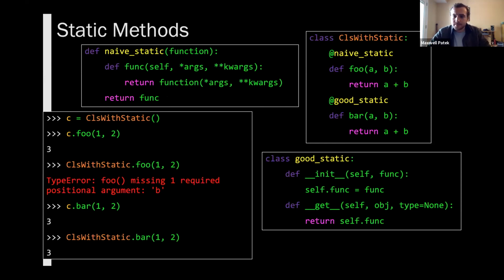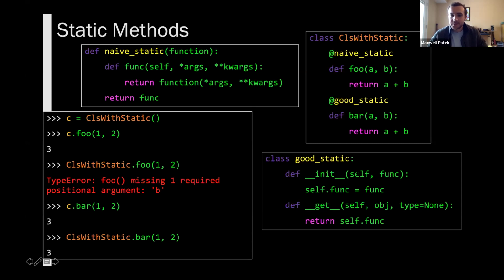So I get how you can use the class and then it returns an instance of the class. When you call c.bar 1, 2 or class of static.bar, what exactly is getting called then? Because then are you trying to call an instance of the class? Yeah, great question.